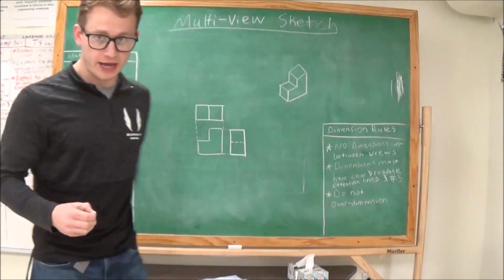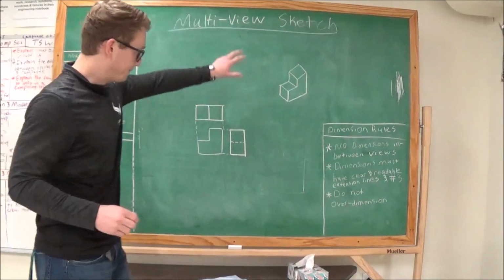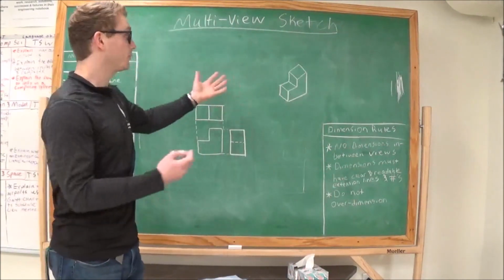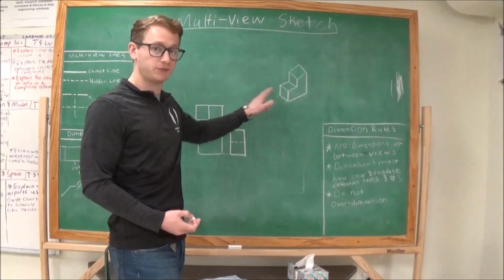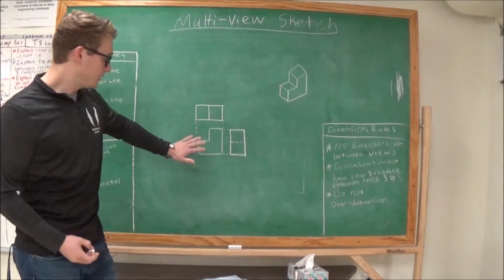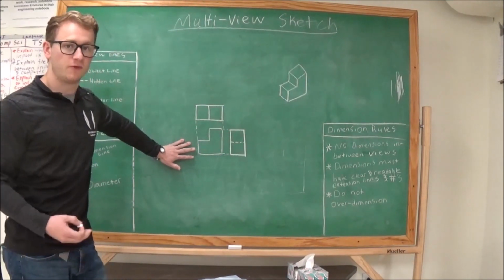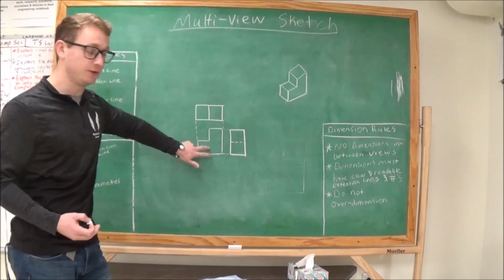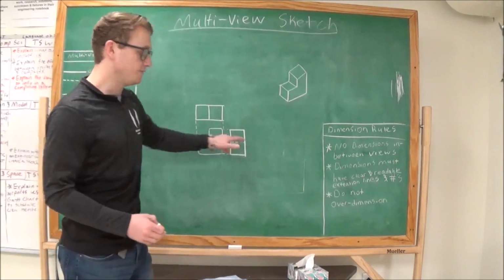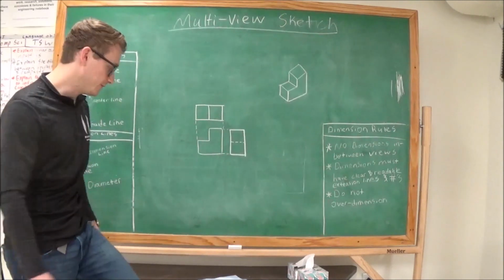Real quick, some vocabulary we should go over. So the entire sketch here we're going to call multi-view sketch. The three-dimensional sketch of the object, we're going to call that an isometric. In general, for now, we're just going to call this view our front view. This is the top view. The top view is on top of the front view. The right view is to the right of the front view.